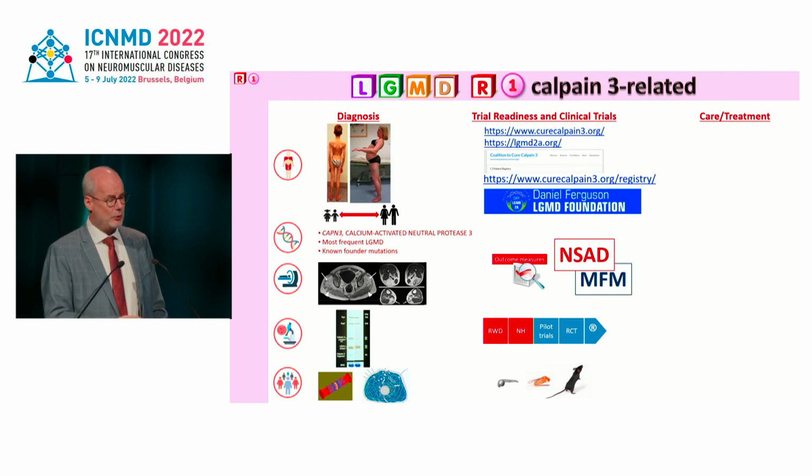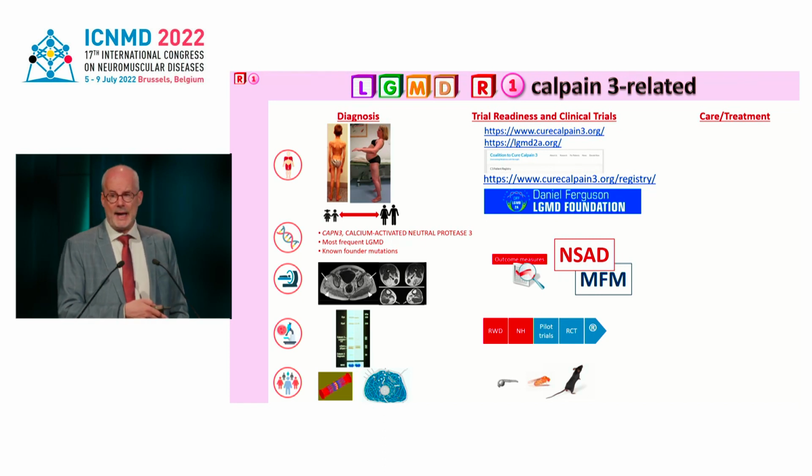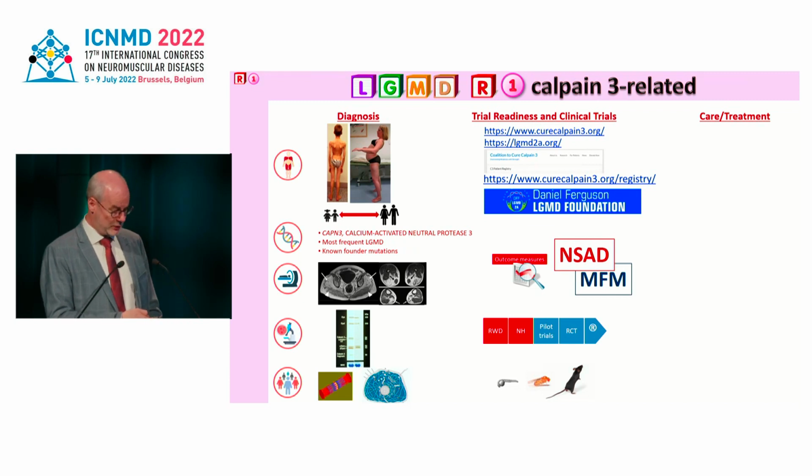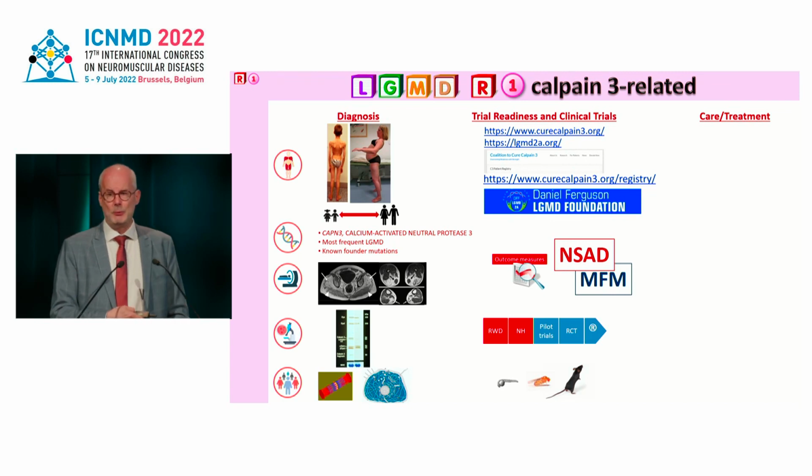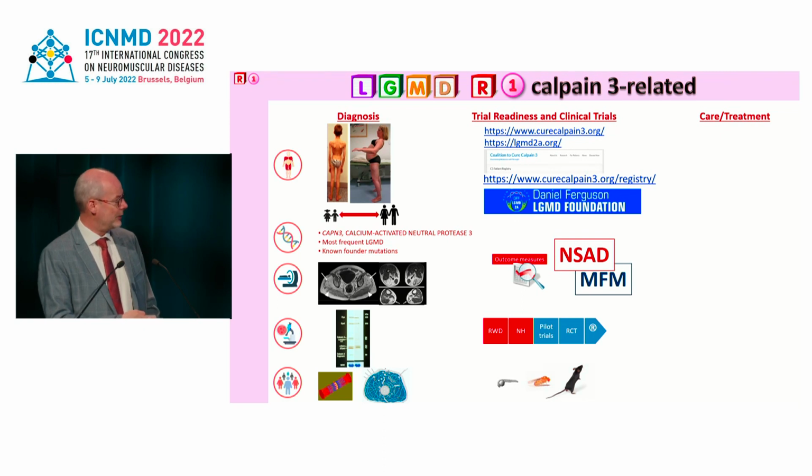There are patient organizations as well, Cure Calpain-3. There's also one in Australia, the Daniel Ferguson LGMD Foundation. And there's a patient registry, which is very important. I think in terms of outcome measures, we will use a North Star Ambulatory Assessment for limb-girdle-like muscular dystrophies, maybe also the motor function scale, MFM.